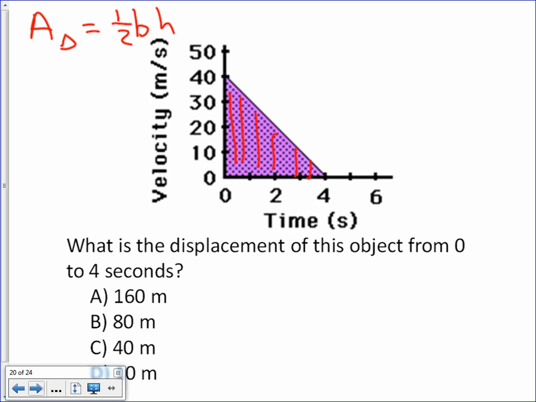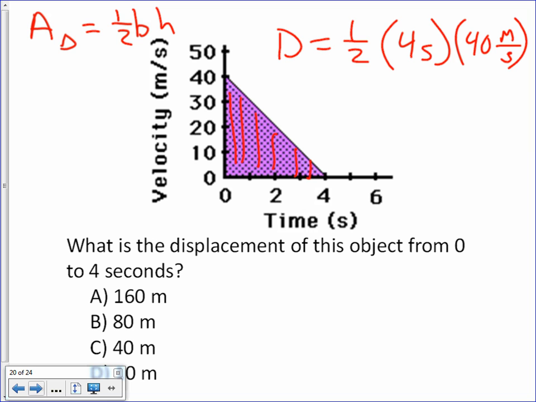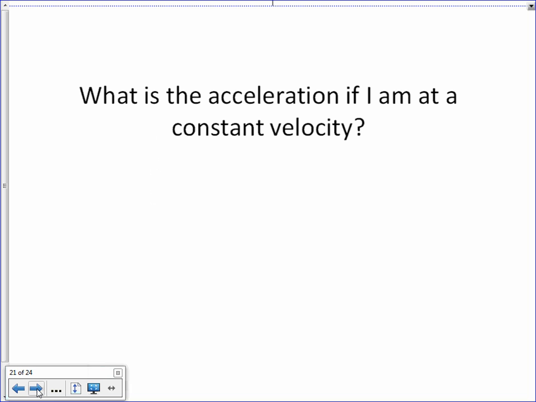All right, well, let's check out what we got here. So we've got the distance traveled. It's 1/2 because it's a triangle. And let's see, the base would be 4 seconds times, and this represents 40 meters per second. Hey, look at the units. Again, seconds cancel out. 4 times 40 is 160. Half of that is 80. 80 meters. Did I get it? Yes, I did.